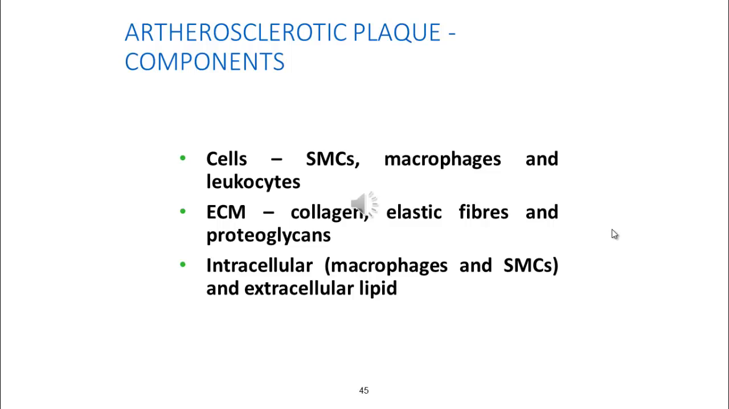I have already mentioned that the components of an atherosclerotic plaque are cells, that is smooth muscle cells, macrophages, and leukocytes, along with the extracellular matrix, including collagen, elastic fibers, and proteoglycans, and with intracellular and extracellular lipids.